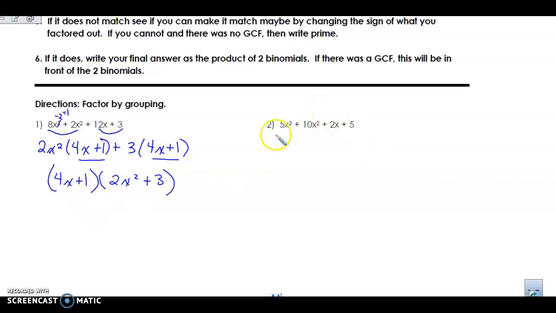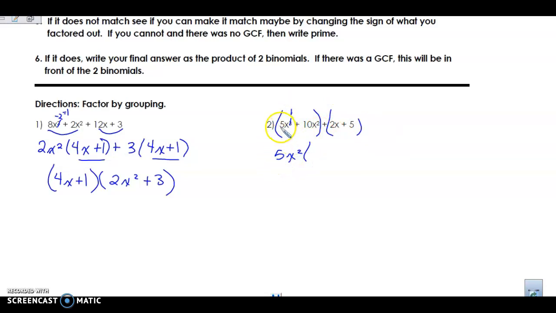When I look at number 2, I have a 5x cubed plus 10x squared plus 2x plus 5. Again, I have 4 terms, so I'm going to break them into 2 groups. When I look at 5 and 10, I know that 5 will go into both. And this one has an x squared and this one has an x cubed, so I know that I can use 2 of them, and that'll leave me with 1 remaining. So that would be x squared.